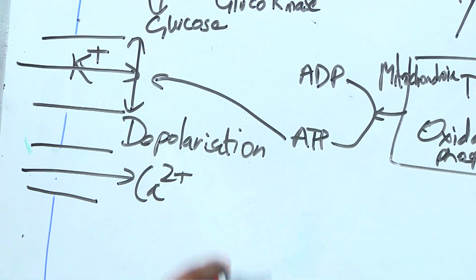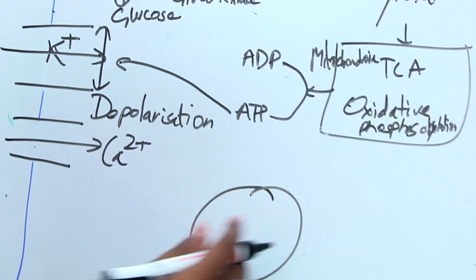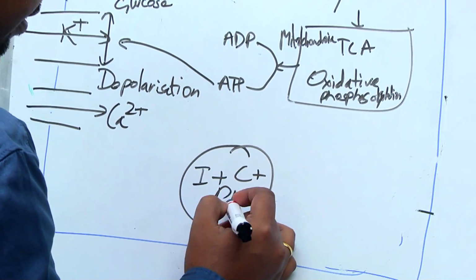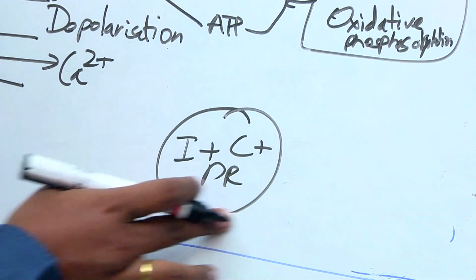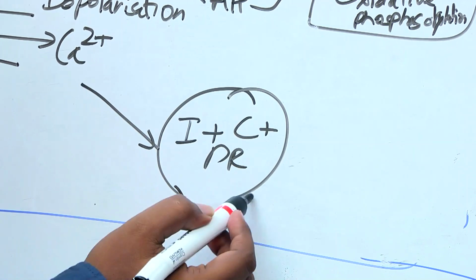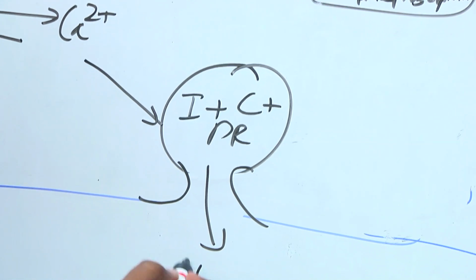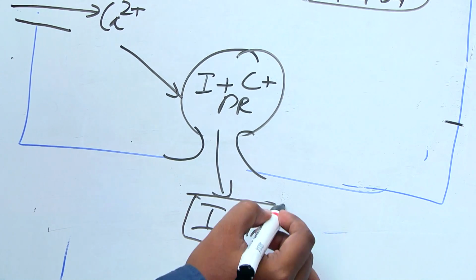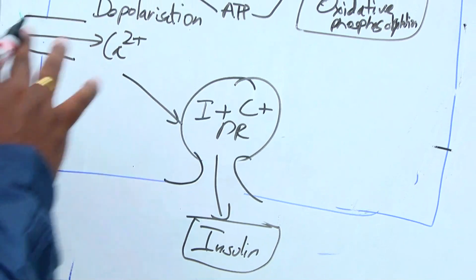So when the calcium channels are opened, secretory granules consisting of your insulin, your C peptide, proinsulin are present here. So this causes fusion of this secretory granule, and then it causes release of insulin, right? So we will revise the entire step.